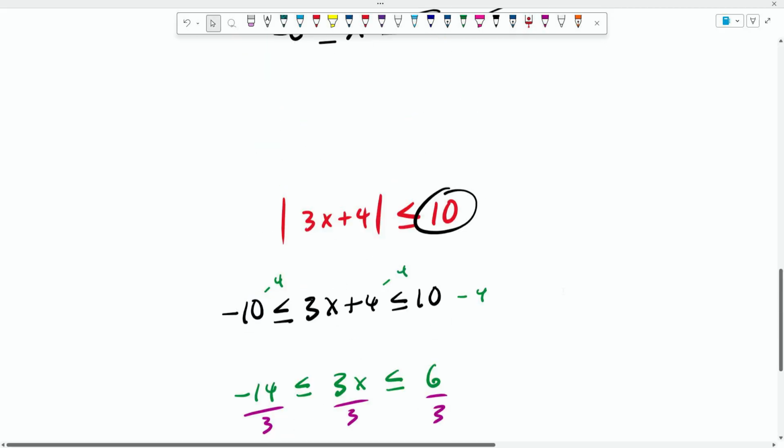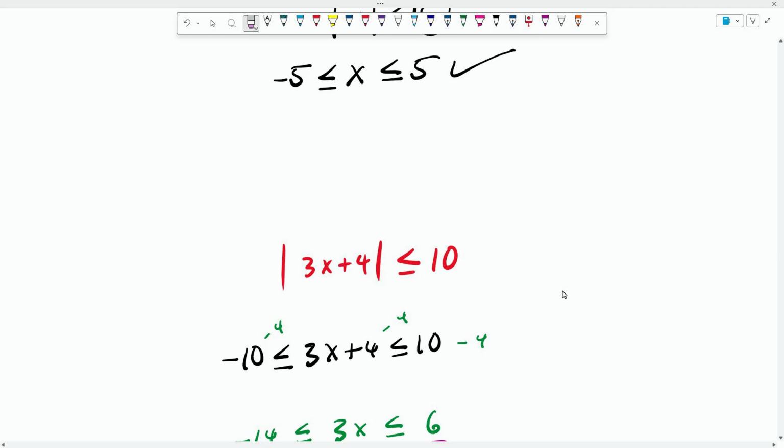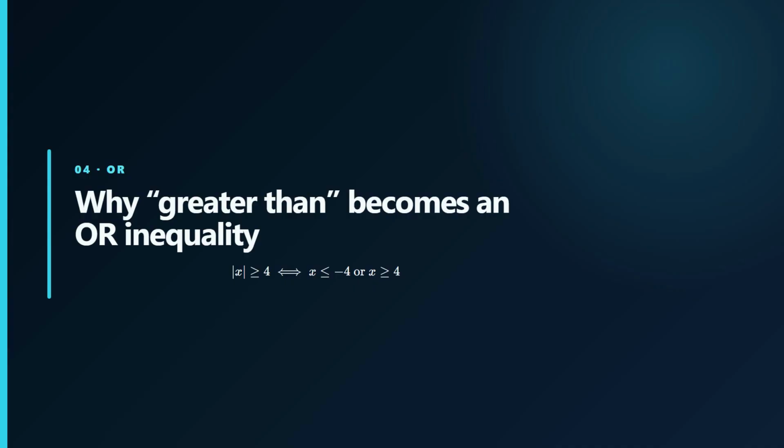Okay, so when can we do the shortcut here? Only when the inequality points to the absolute value. Points away, we're about to do in a second. So let me show you the other way. Let's keep it simple at first.